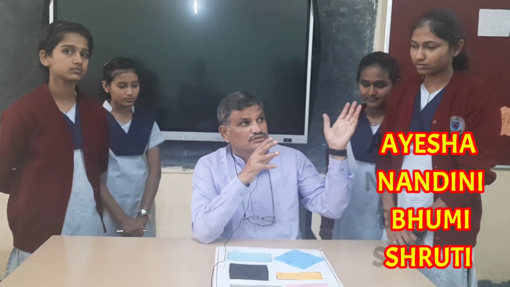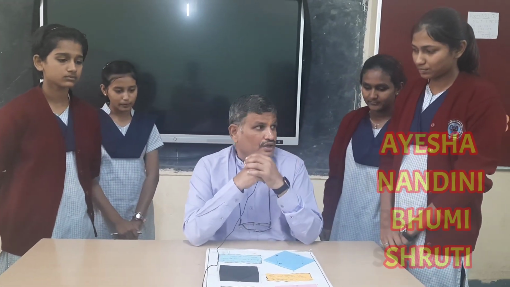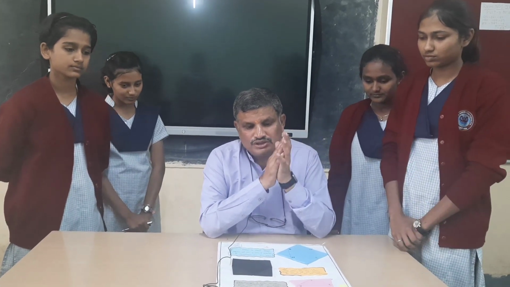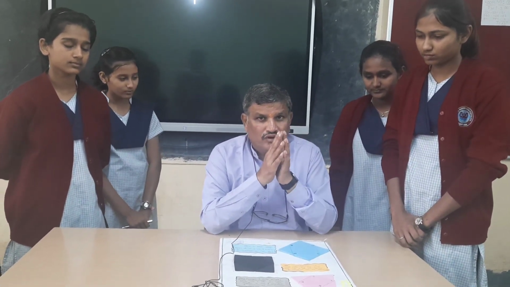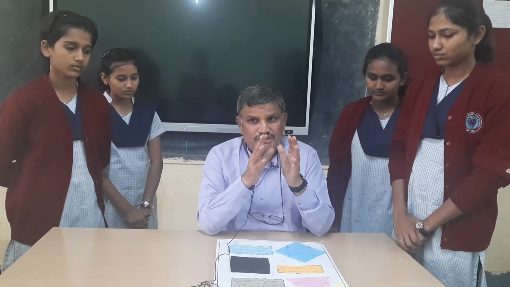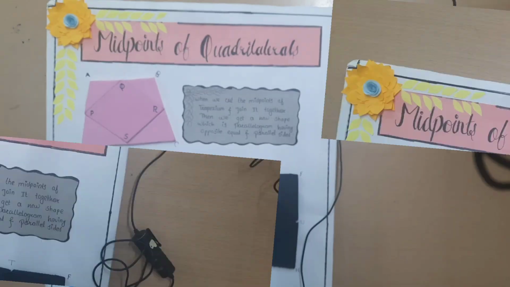Our students Aisha, Nandini, Bhumi, Shruti, these students will explain the properties of midpoints of a quadrilateral. What happens when we find the midpoints of different quadrilaterals? What shape do we get? Let us see.